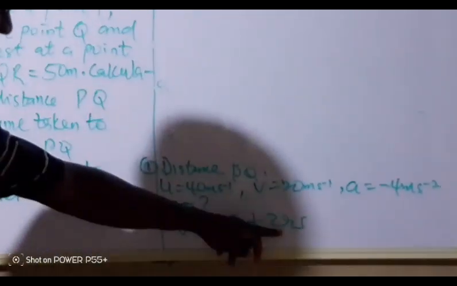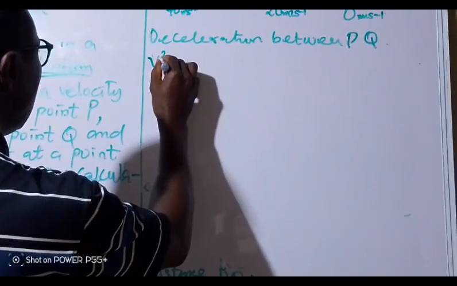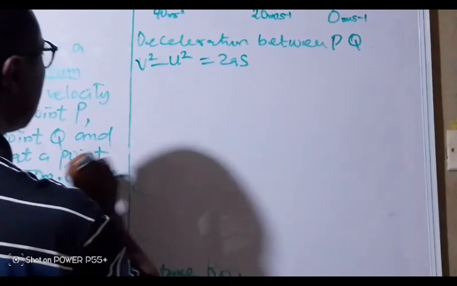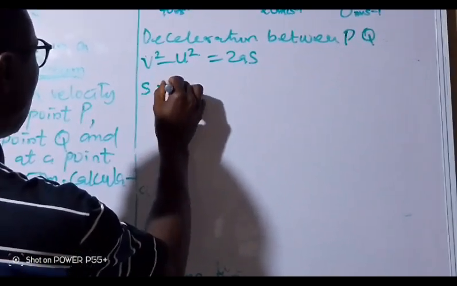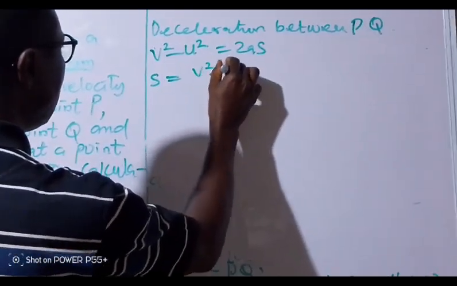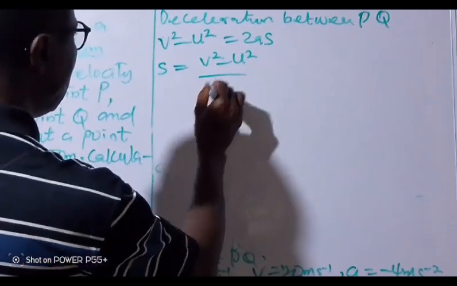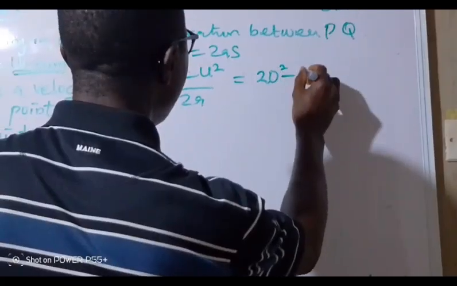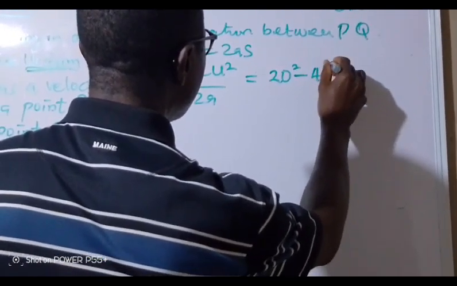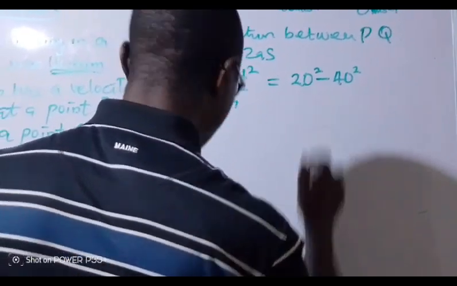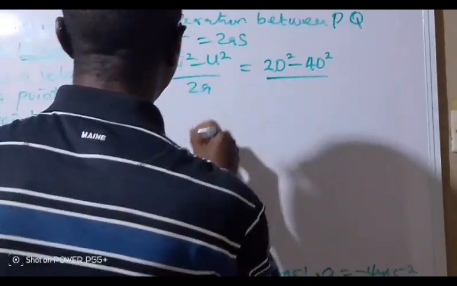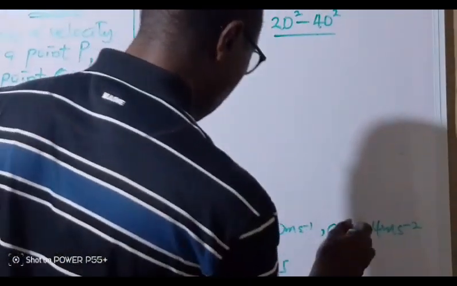Make S the subject of the formula here. We are going to have V square minus U square is equal to 2AS. Now, S will be equal to V square minus U square over 2A. This one will now give V square minus U square, that is V minus U over, don't forget the A, we got the other time is minus.